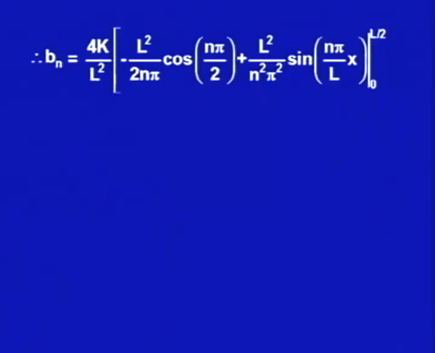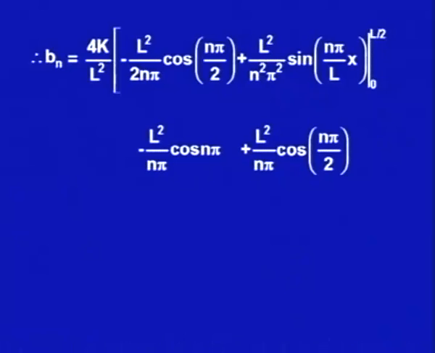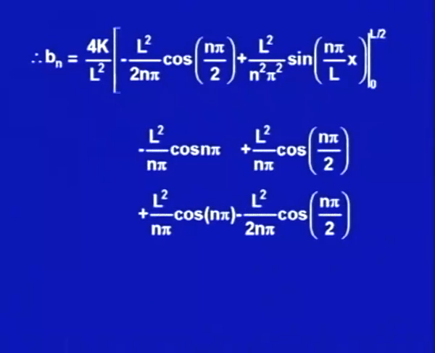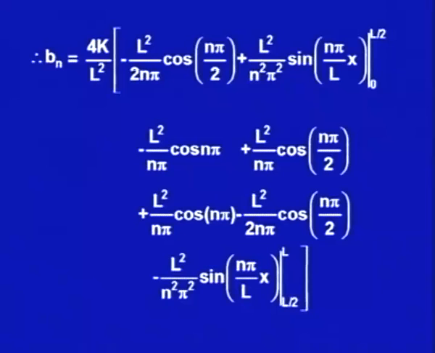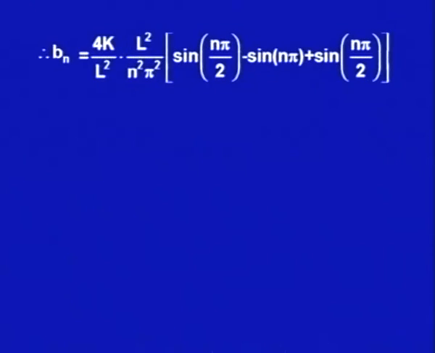That is 4k upon L square into minus L square upon 2 n pi cos n pi by 2 plus L square upon n square pi square sin n pi x by L evaluated from 0 to L by 2, minus L square upon n pi cos n pi plus L square upon n pi cos n pi by 2 plus L square upon n pi cos n pi minus L square upon 2 n pi cos n pi by 2 minus L square upon n square pi square sin n pi x by L evaluated from L by 2 to L. Now, do all the evaluation and we get Bn as 4k upon L square into minus L square upon n square pi square into sin n pi by 2 minus sin n pi plus sin n pi by 2.